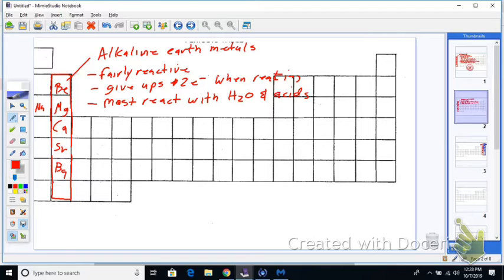These here are not found free in nature either. They're too reactive with things around them. So they're always going to be found combined with something. You're not going to find pure calcium. There are calcium ions, but those are different than the pure form of calcium. Any questions on that? Okay, so that's the alkaline earth metals. And so they're going to form basic solutions too. They're going to form bases as well.